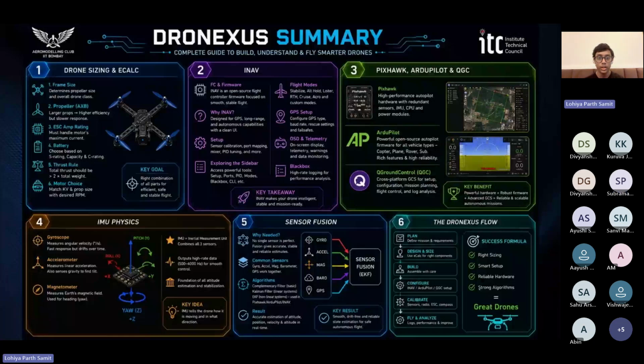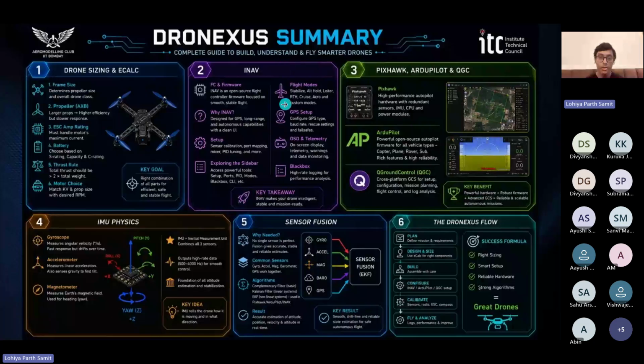Okay. So, just to get a brief summary. On day one, we had the topics drone sizing, eCalc, and INAV taken by Subramanya and Divyan Singh. We started with frame sizing, how to determine the size of the drone, how to determine the propeller size, the electronics, that is the ESC, battery, and also the thrust rule, that is the total weight times 2 should be less than our total thrust, and also the motor choices for our drone. And INAV is similar to ArduPilot, which is flight software. Apologies, it is similar to QGC.